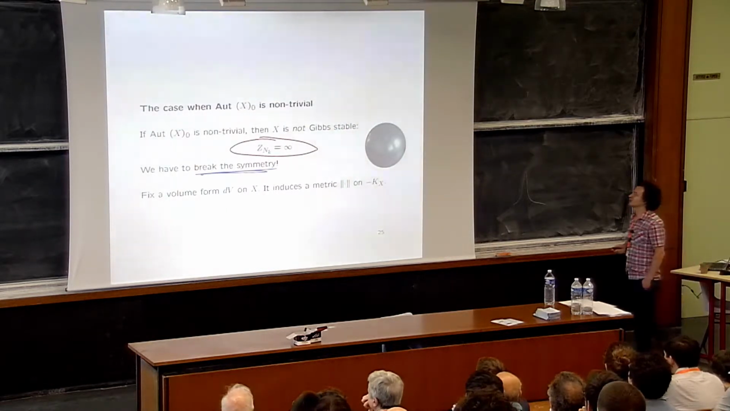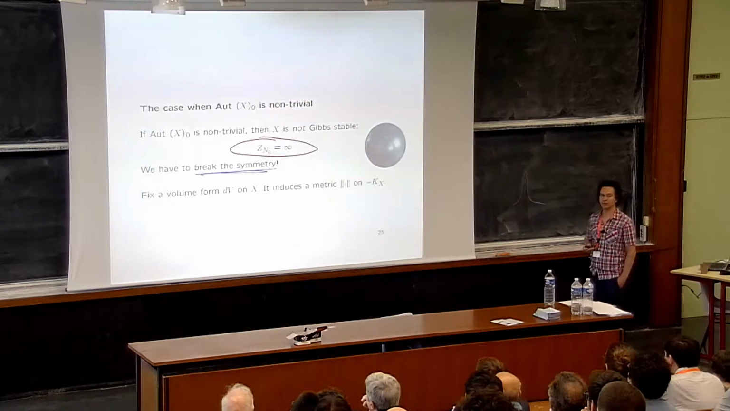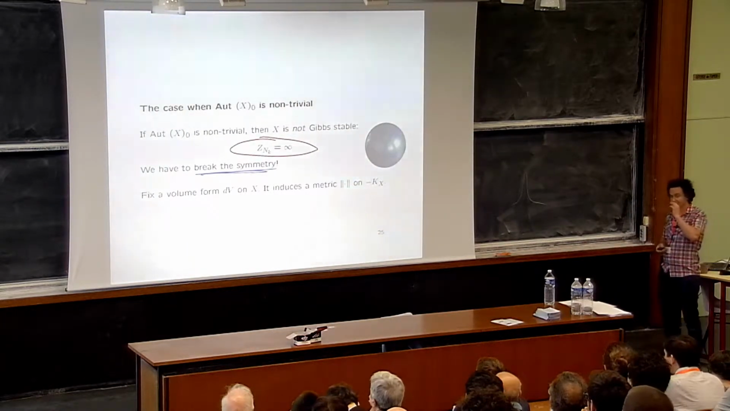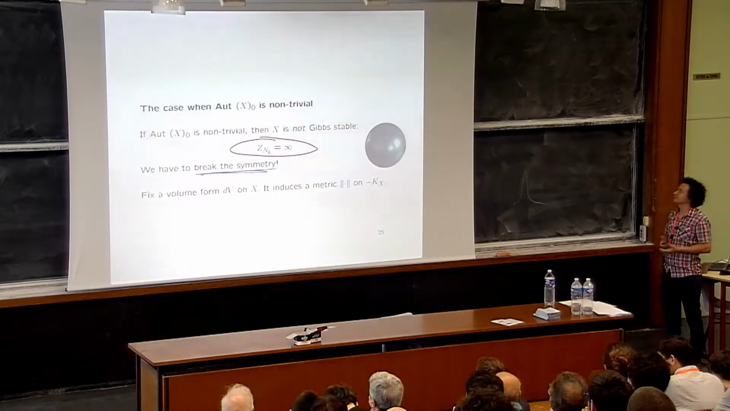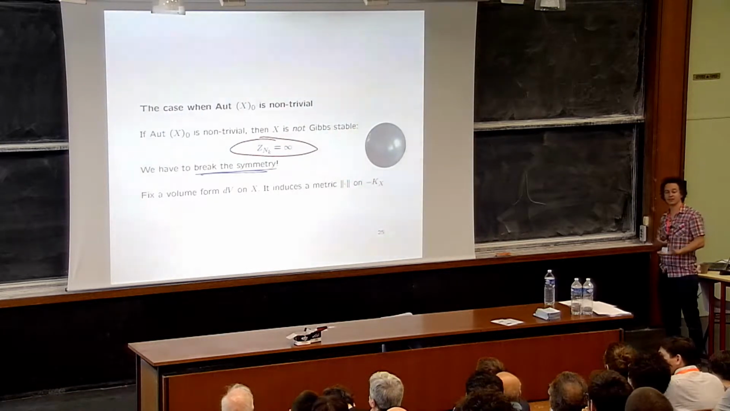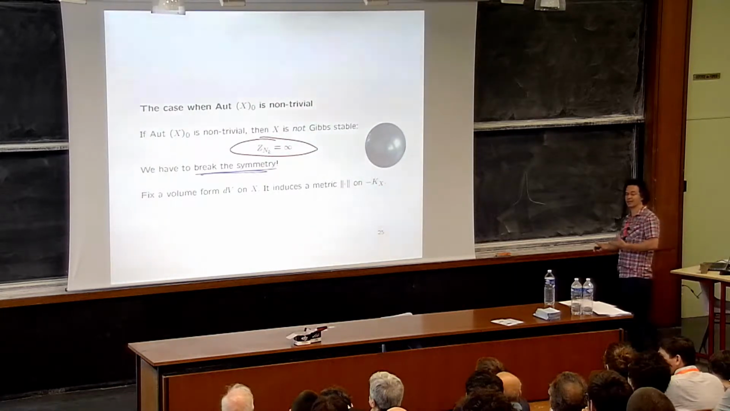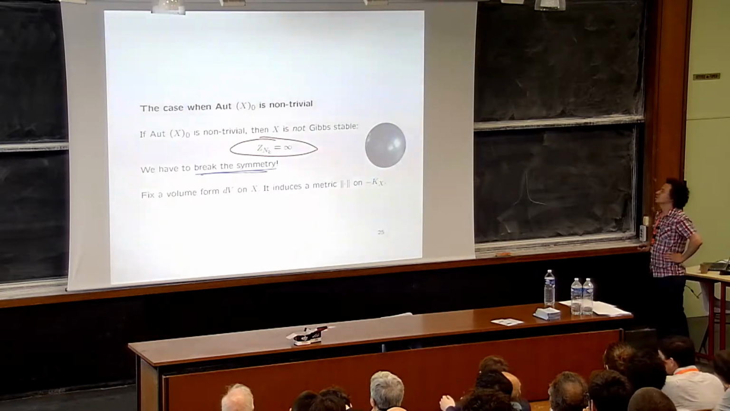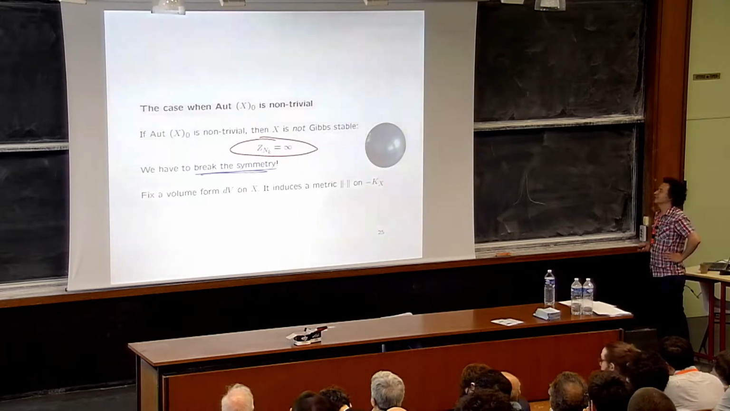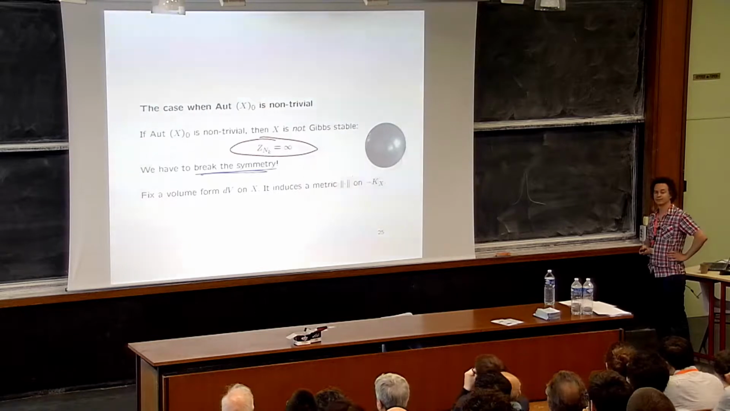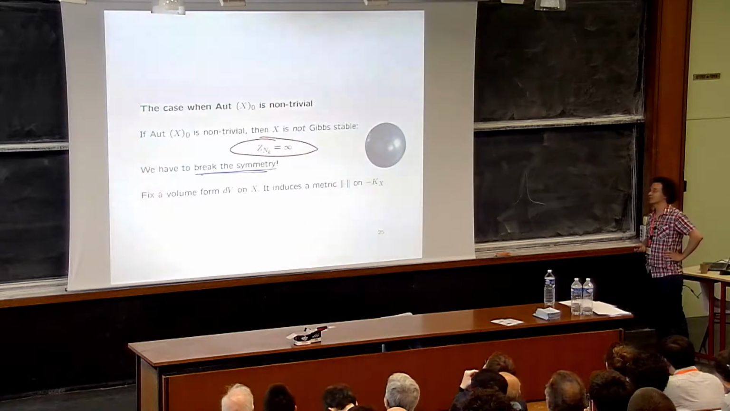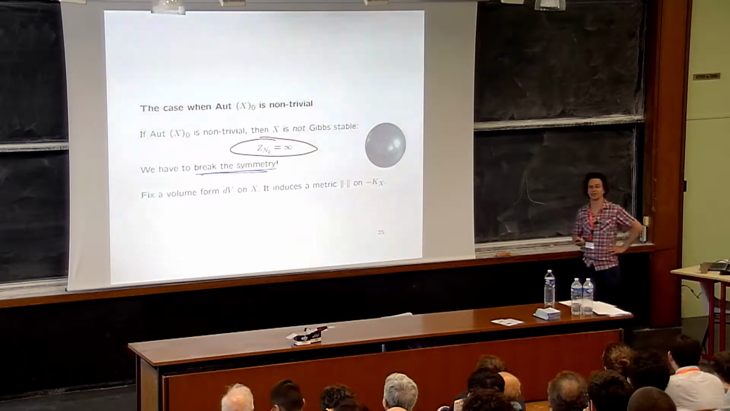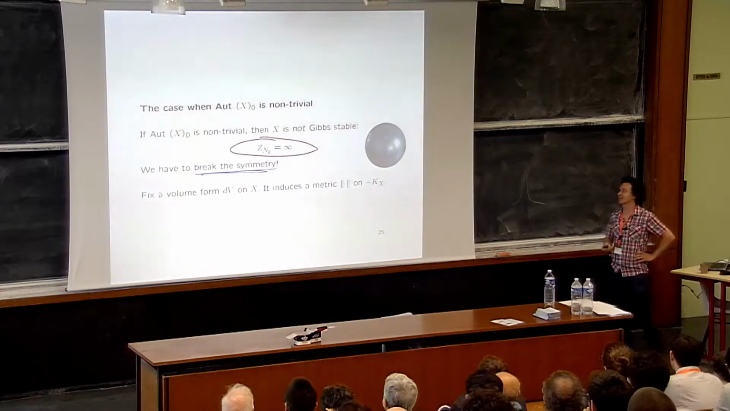Okay. So let's say something about the case when the connected component of the automorphism group is non-trivial. This is the case where there's a difference between K-polystability and K-stability. So if it's non-trivial, then X will never be Gibbs stable. You can see that: this integral will always diverge. And that's as it should be, because the variety is not K-stable. It's only K-polystable.